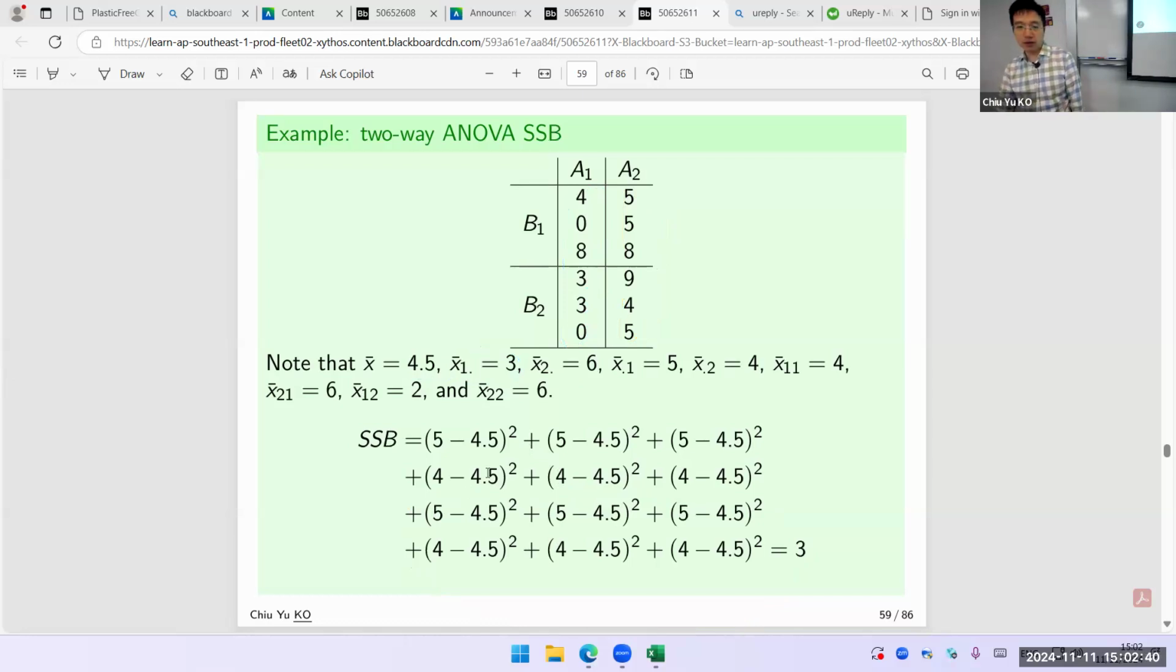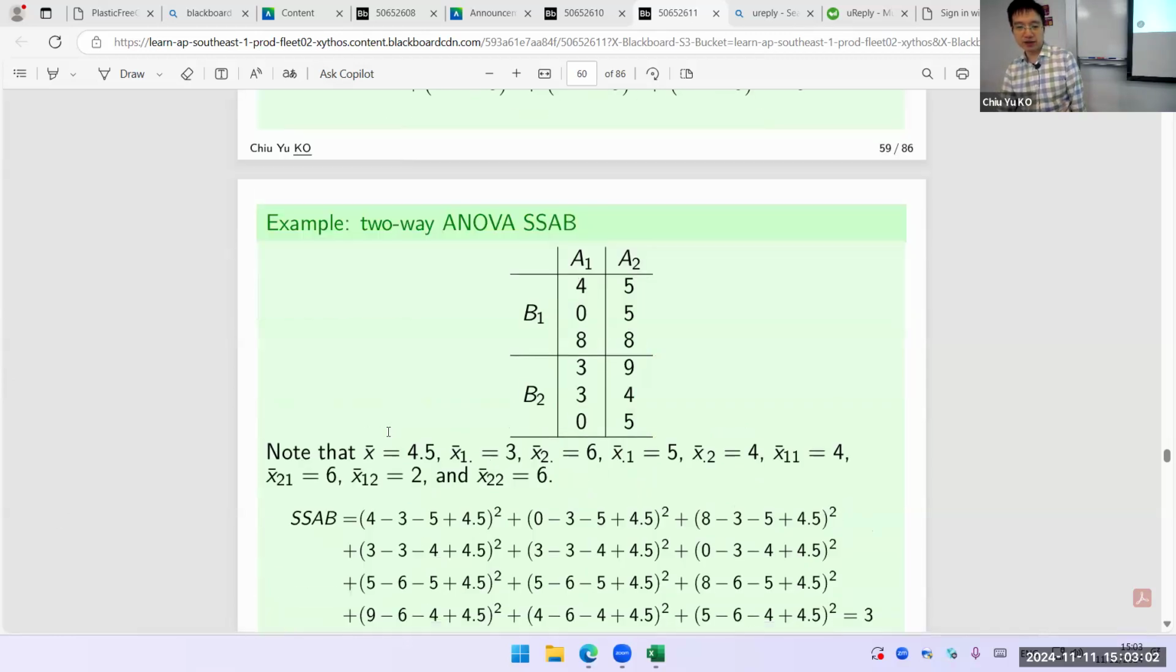And SSB is the same, right? So what we're going to do is replace this number by x dot 1, this is 5, right? And you replace this number by 2, by 4, right? So just do the same again, subtract from this guy. This gives me SSB.